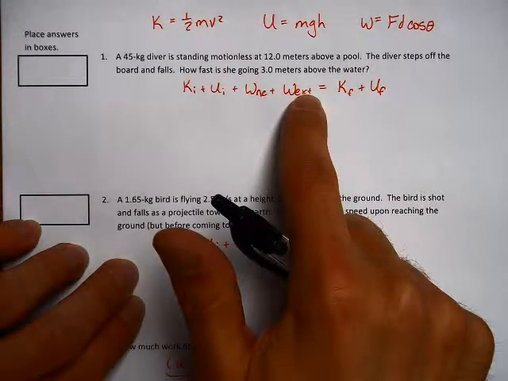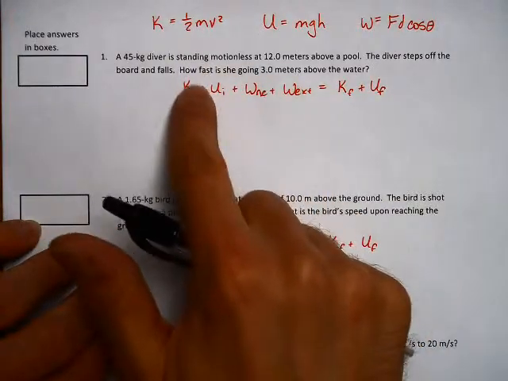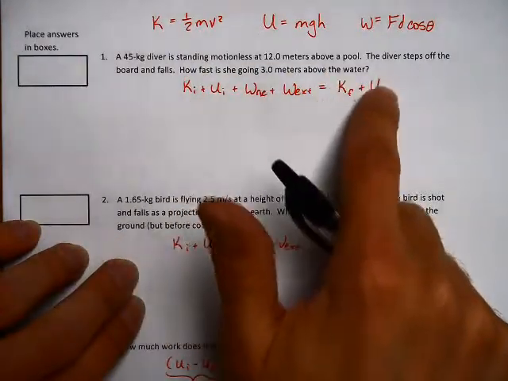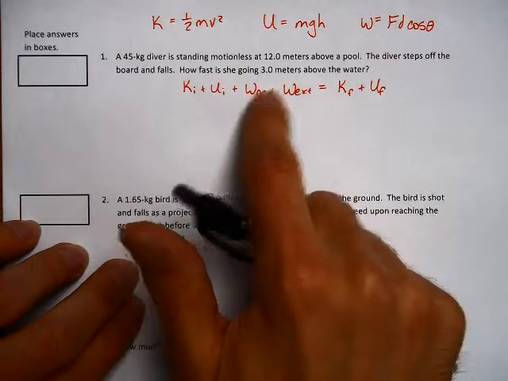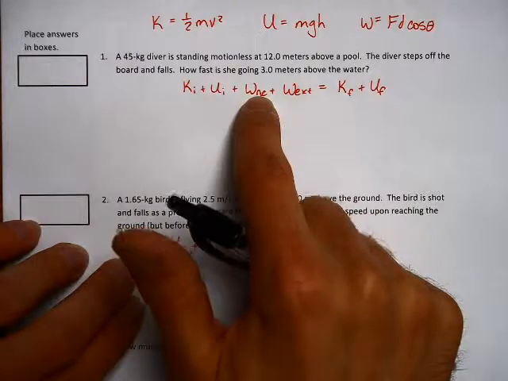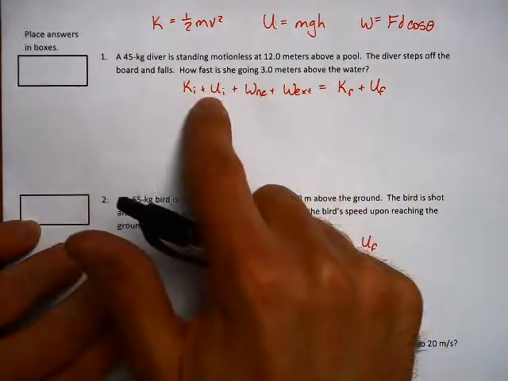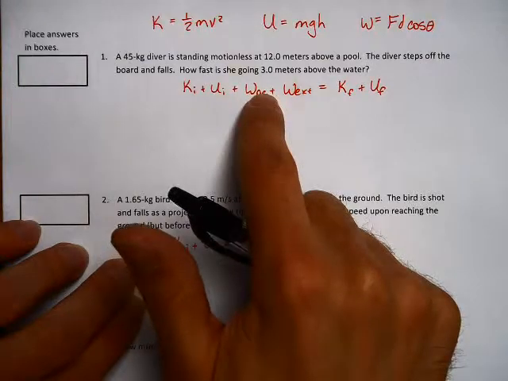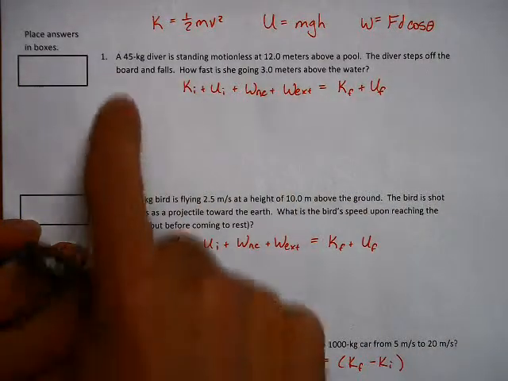If there's no friction and there's no outside forces doing work, these two are zero, and the mechanical energy that we start with is equal to the mechanical energy that we end with. If this one's zero and this one's negative, then our final mechanical energy ends up being smaller than our initial kinetic energy by this amount. We're always keeping track of energy.